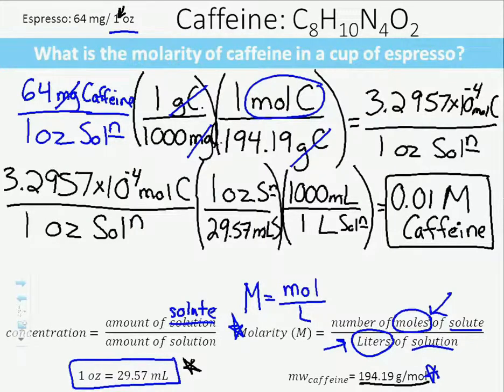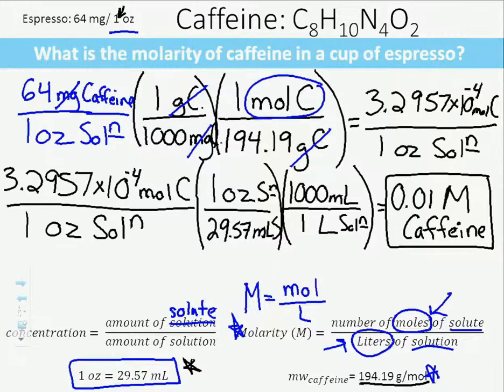Whenever you are asked the question, what is the molarity of, it can be any solute in any solution, you first have to look and see what you're given. So in this case, we are given 64 milligrams. We needed to convert that to moles. Then we also have our solution, which was in ounces. We needed to get that in liters.